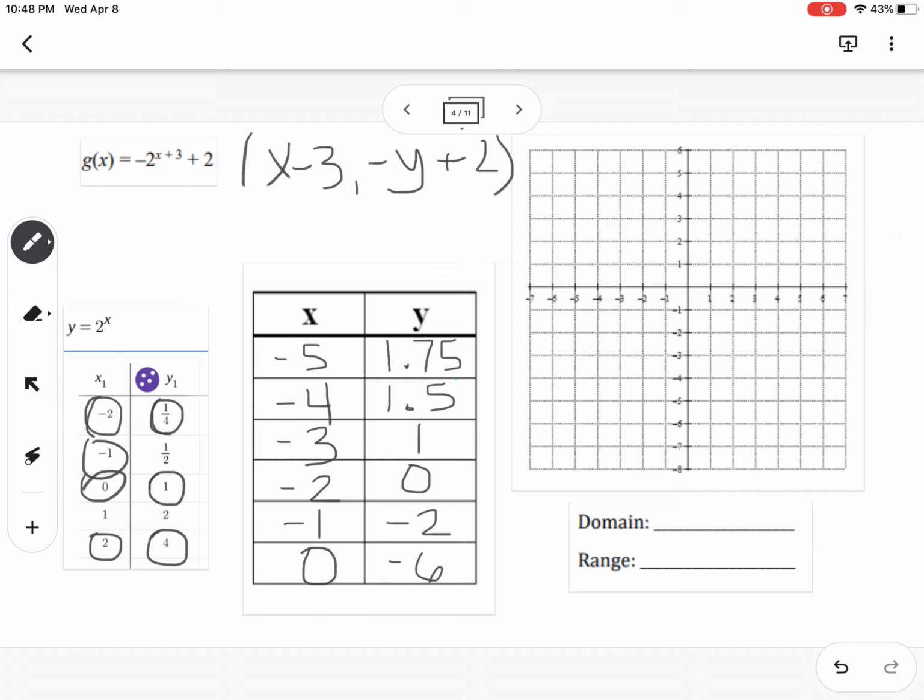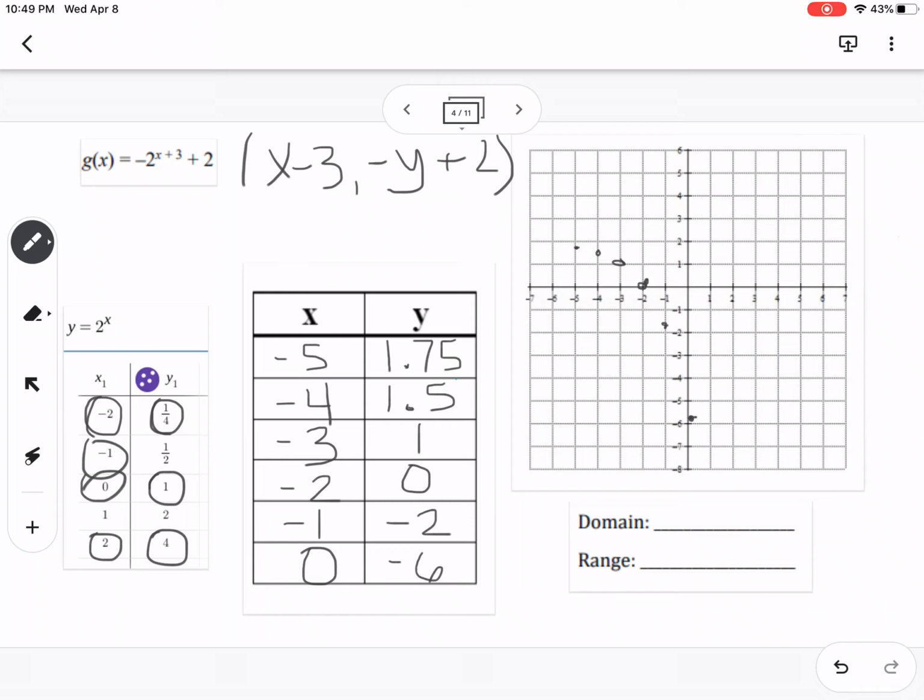Okay, so now we're just going to take those points. We're going to graph them. So -5, 1.75 is right about there. -4, 1.5 is here. -3, 1. -2, 0. -1, -2, and then 0, -6.